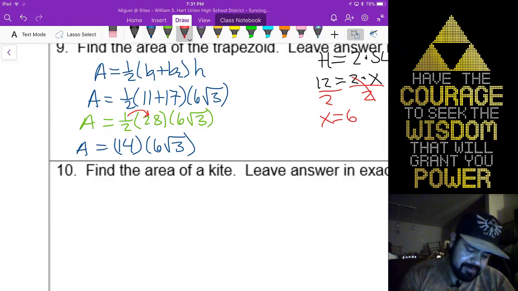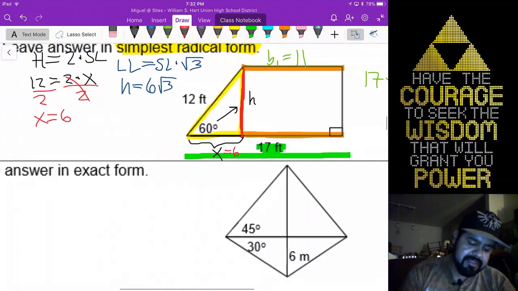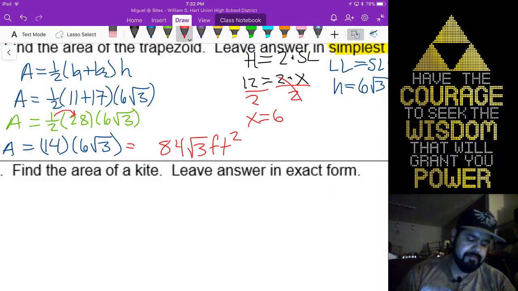Then 6 times 14, so I believe that's 84 rad 3. And what are my units? Don't forget those: feet squared. And so there's our area, Sam.